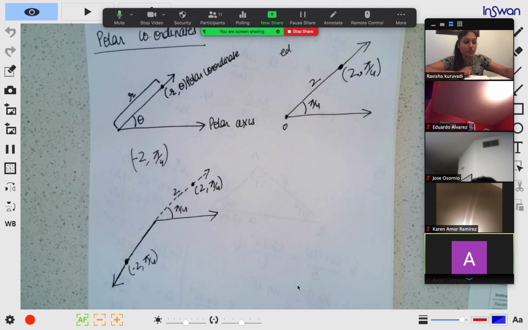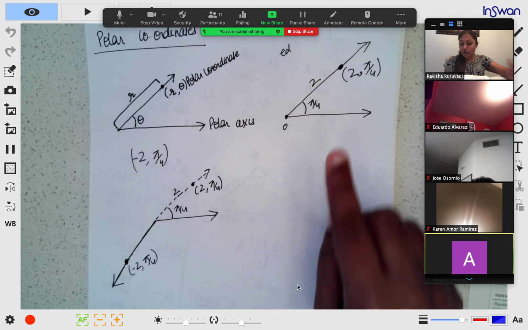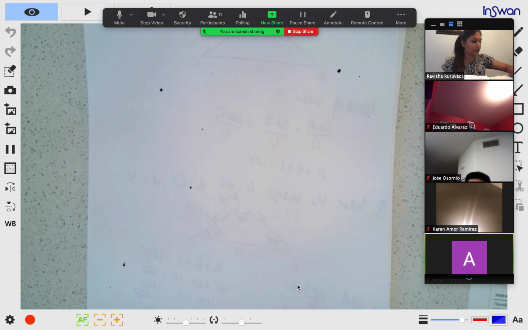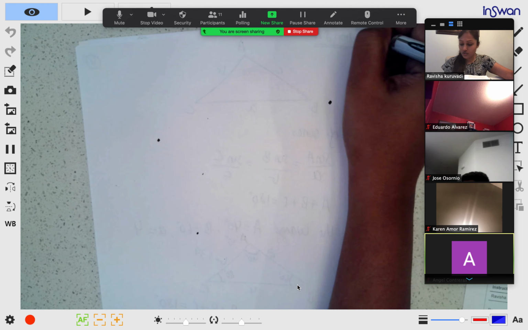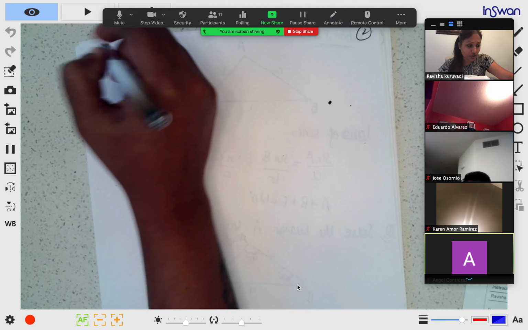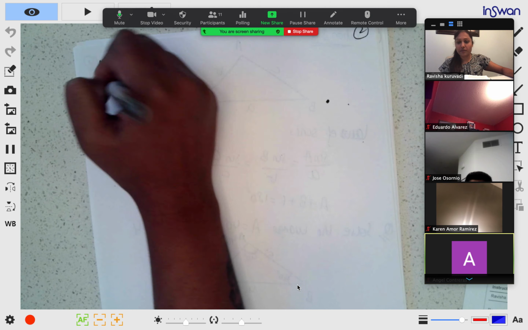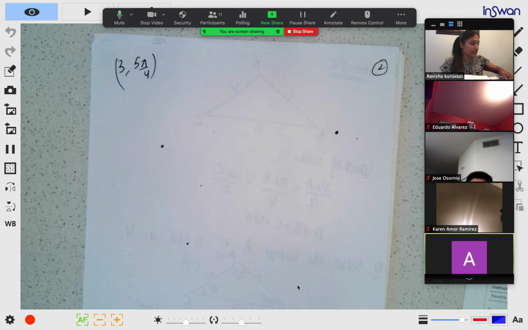Does anyone have any doubts with these two things, how to draw? You should know how to draw polar coordinates. Let's do more examples. You'll get it with more examples. For example, I have to draw 3, 5 pi by 4. I want you to graph this.